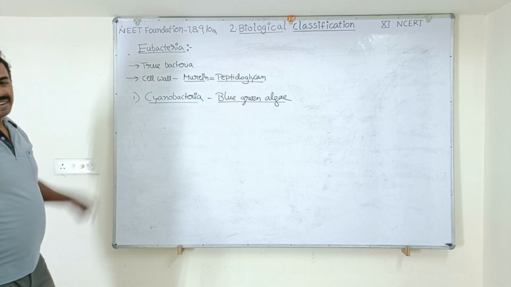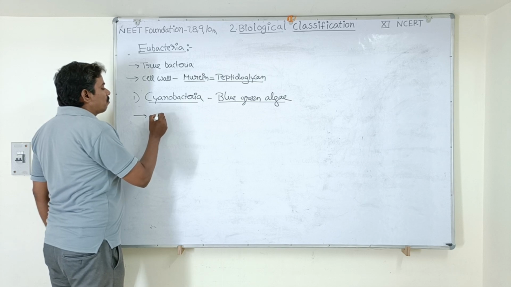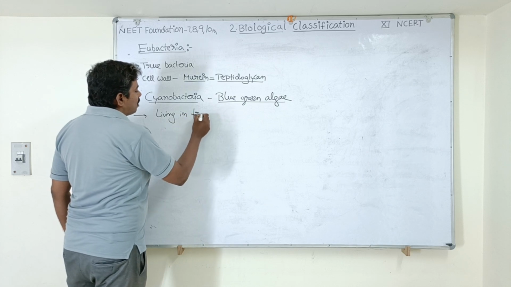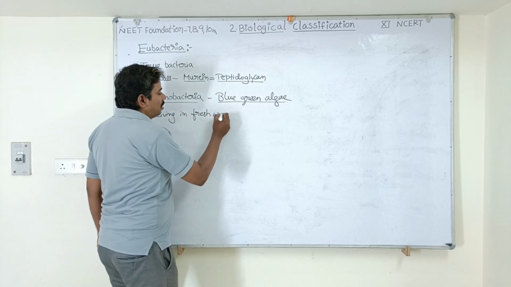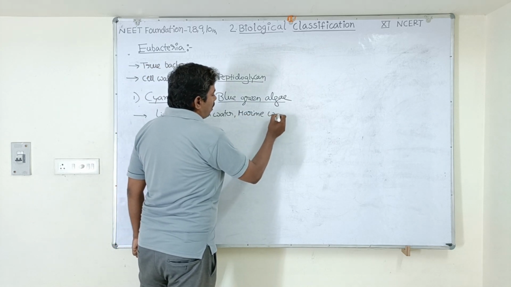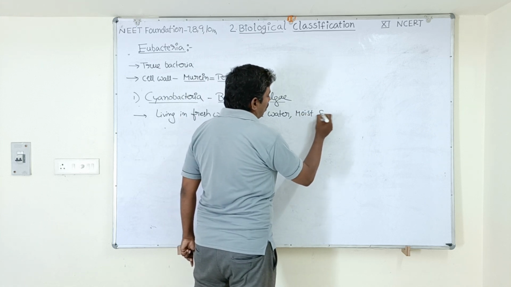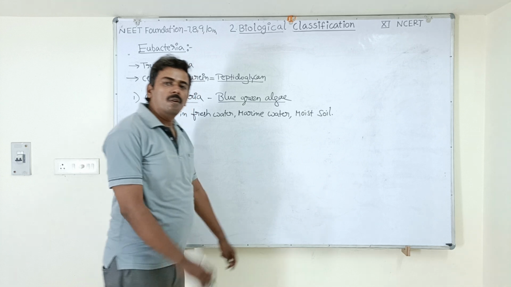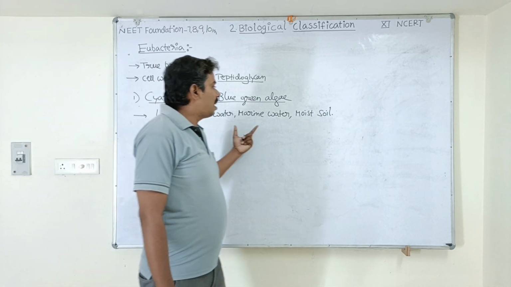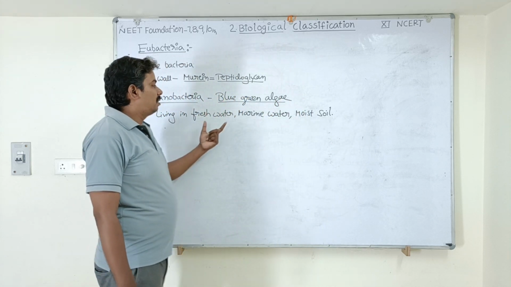So where do these cyanobacteria live? Cyanobacteria are found living in fresh water such as ponds and lakes, and also found in marine water, that is in the ocean, and also found living in moist soil. Okay, so in these three places we can see these bacteria living. They are terrestrial as well as aquatic. They can live both on land as well as in water.